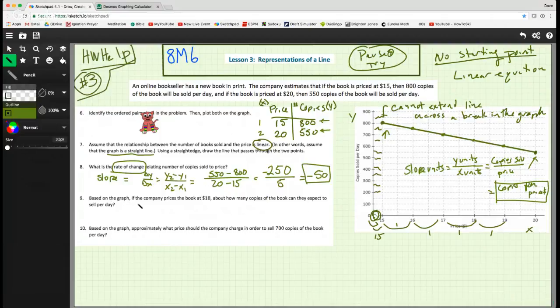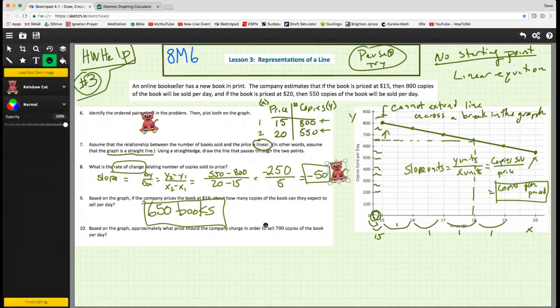Okay, so based on the graph, if the company prices the book at $18, how many books do I think I can sell? Well, I think I can sell 650 books, which makes sense because I can sell 800 for 15 and 550 for 20. So if it's 18, I'm in between. And so 650 is what the graph is telling me and what makes sense. Good. Let's lay down our happy cats.